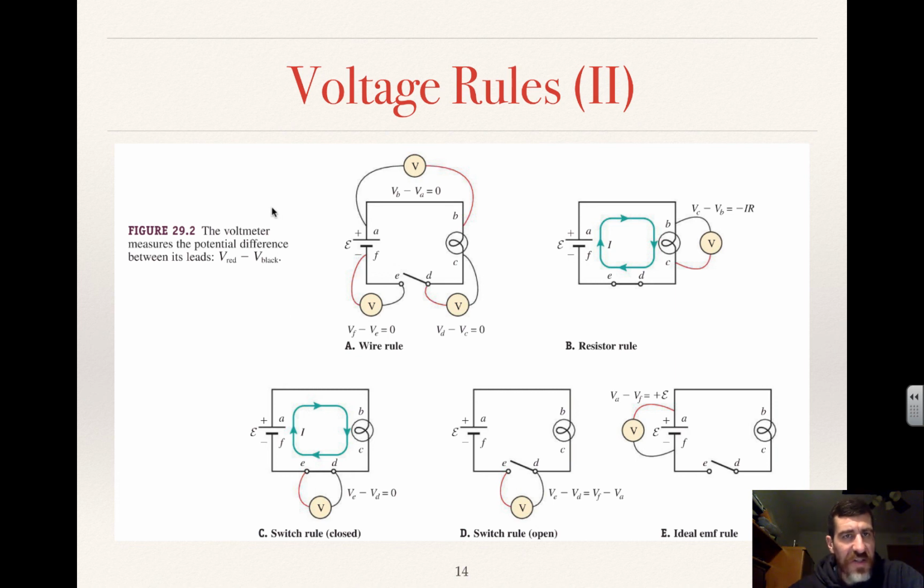Here are some pictures to illustrate this. Again, for ideal wires, there is no potential drop across the wire. For a resistor, or a light bulb in this case, you get a drop in potential equal to negative I times R. And again, a closed switch acts like a wire, so no difference in potential. For open switches, there can be a difference in potential. And for your ideal EMF device, the difference in potential is just the terminal voltage.